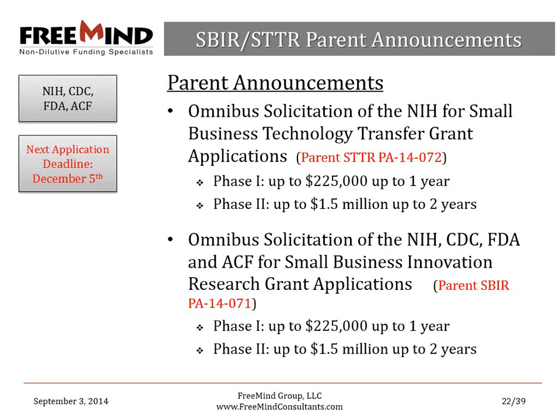Here we see two SBIR omnibus solicitations where applications are accepted for Phase 1, Phase 2, and Fast Track. The first omnibus solicitation, PA 14-072, is an STTR parent announcement from the NIH. Most NIH institutes participate in this parent announcement, which is standard funding and due dates. Next deadline is December 5th.